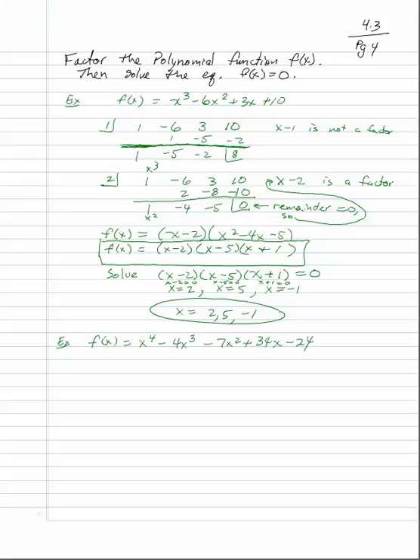Okay, we'll try another one. And again, we're just kind of blindly checking here. So let's try 3. 1, negative 4, negative 7, 34, negative 24. So we get 1, negative 1, negative 3, negative 30, negative 12, negative 36. So x minus 3 doesn't work. And normally I don't write this.